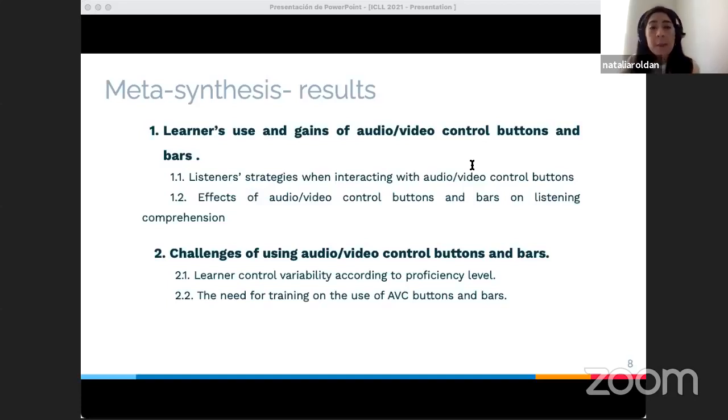The first category, learners' use and gains of audio-video control buttons and bars, contained the themes listeners' strategies when interacting with audio-video control buttons, and effects of audio-video control buttons and bars on listening comprehension. The second category, challenges of using audio-video control buttons and bars, included the themes learner control variability according to proficiency level, and the need for training on the use of ABC buttons and bars.